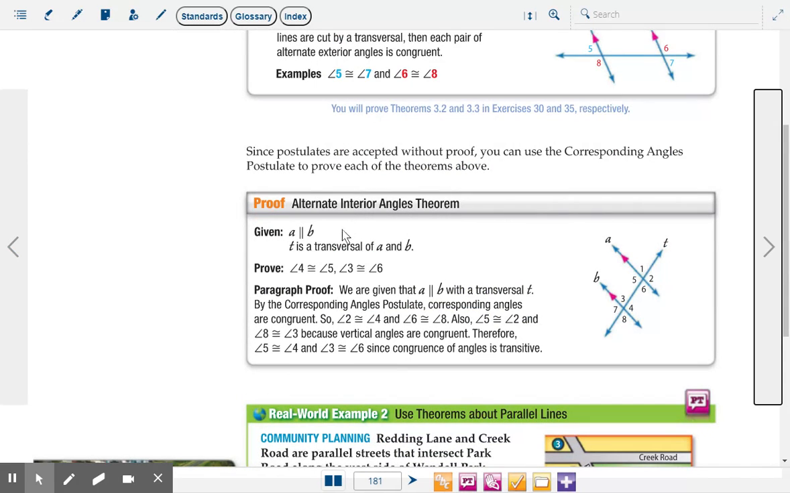This is just the proof of the alternate interior angles theorem. I think one of the reasons they put the proof here, and I kind of talked through in paragraph proof form why this happens. Most of it's usually by transitive property. See, transitive property. So by transitive property, that usually happens.